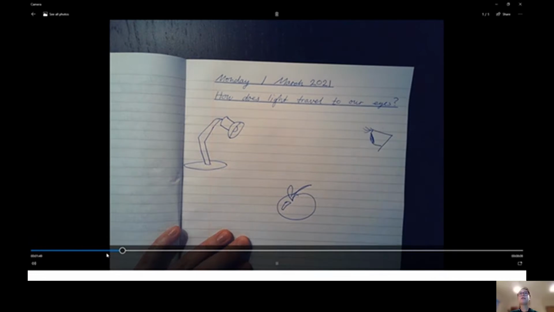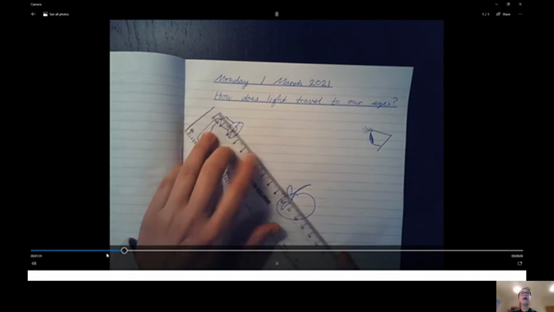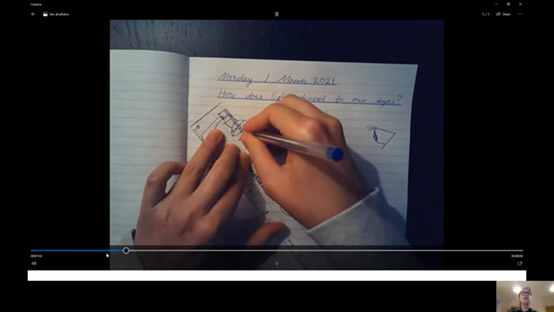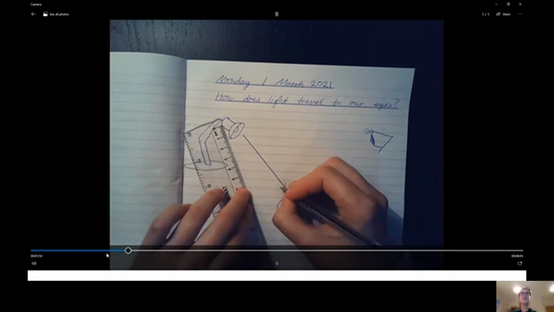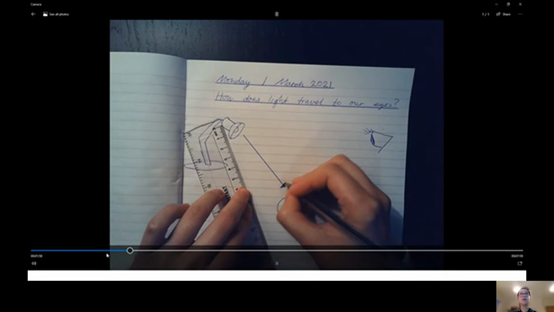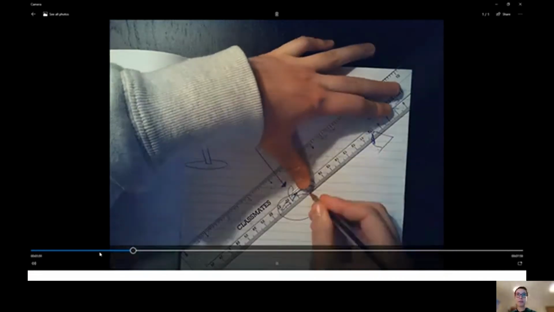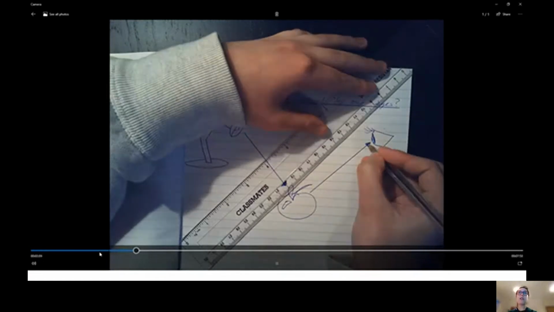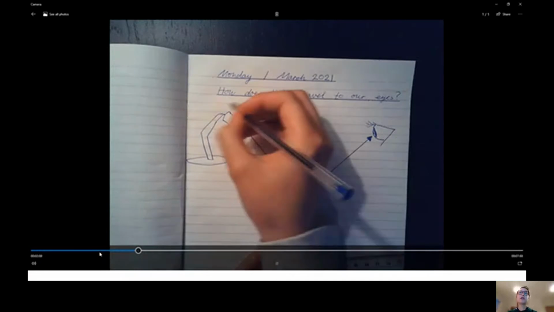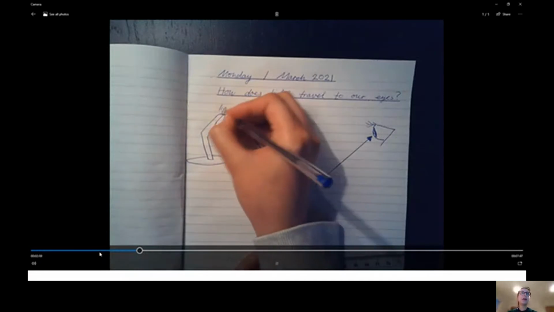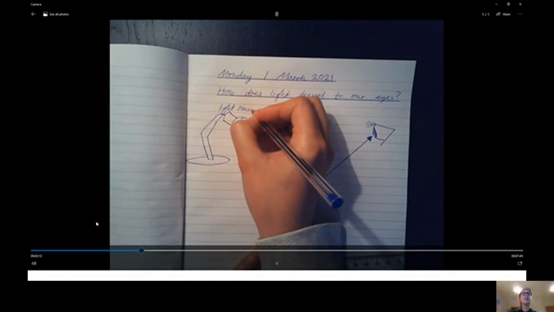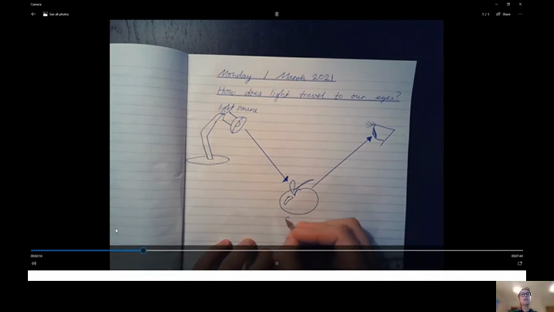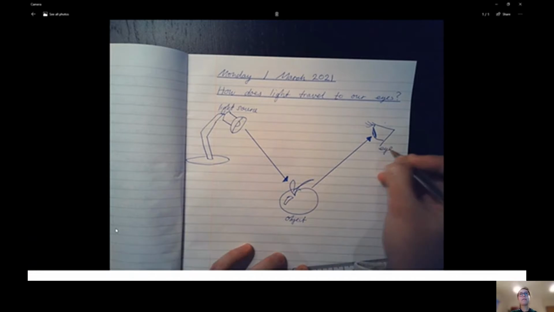There's the iris and the pupil and the eyelashes. And then I'm going to get my ruler and draw the important two arrows. There's the first arrow, step 1, of the light going in a straight line from the light source to the object. And there's my second arrow of the light traveling from the object to the eye. And then I'm going to annotate my diagram. That's the light source. This is the object. And that is the eye.